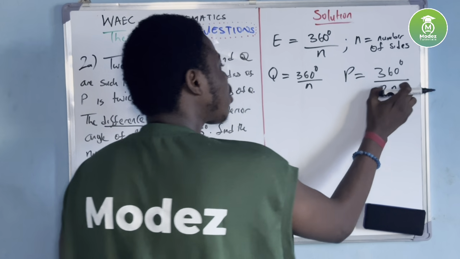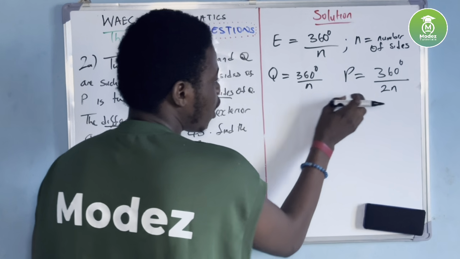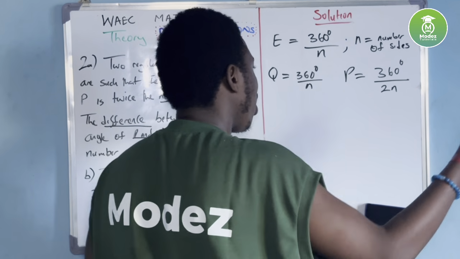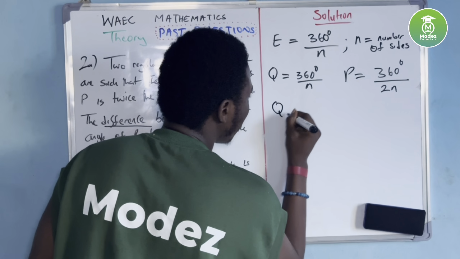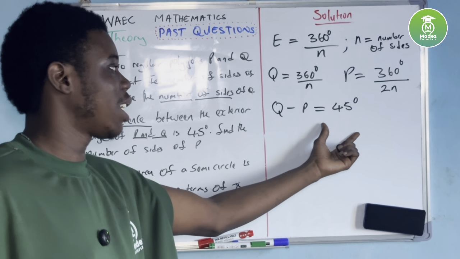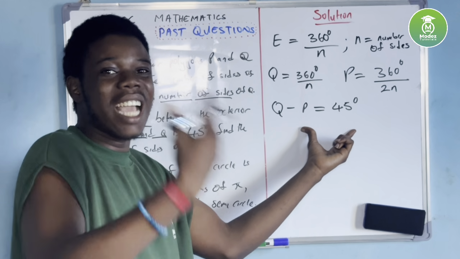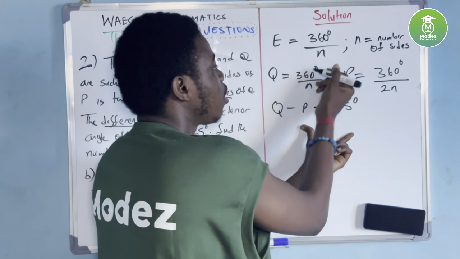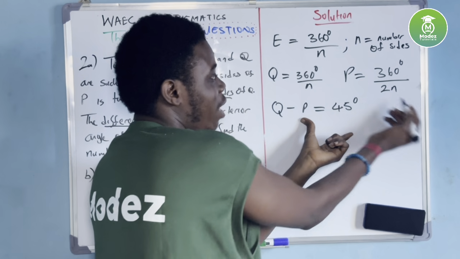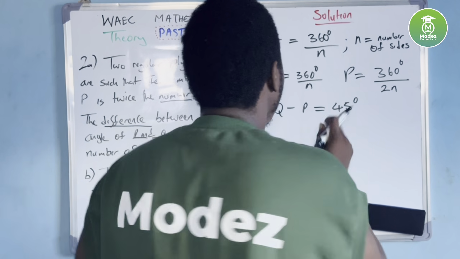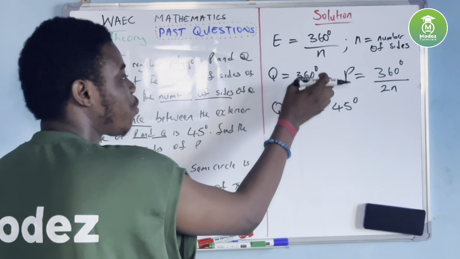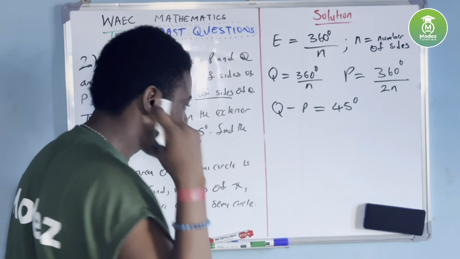Now, since P has a higher number of sides, it will have a lower exterior angle. Q will have a higher exterior angle. So therefore, Q minus P is equal to what? 45 degrees. I hope you are getting it, because Q has the higher exterior angle when you calculate it. Of course, 360 over n is higher than 360 over 2n, provided the n is the same. And the n is the same in this case, because the number of sides of P is twice that of Q.